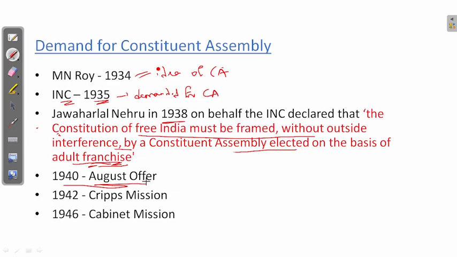Next, the 1940 August Offer. What is this August Offer? Let us see. In 1940, Hitler was attacking Britain in the Battle of Britain, and Linlithgow announced the August Offer, which proposed dominion status, and also that the Viceroy's Executive Council would have a majority of Indians. These two proposals were put forward in the August Offer, but this was not accepted by Muslims and Congress.